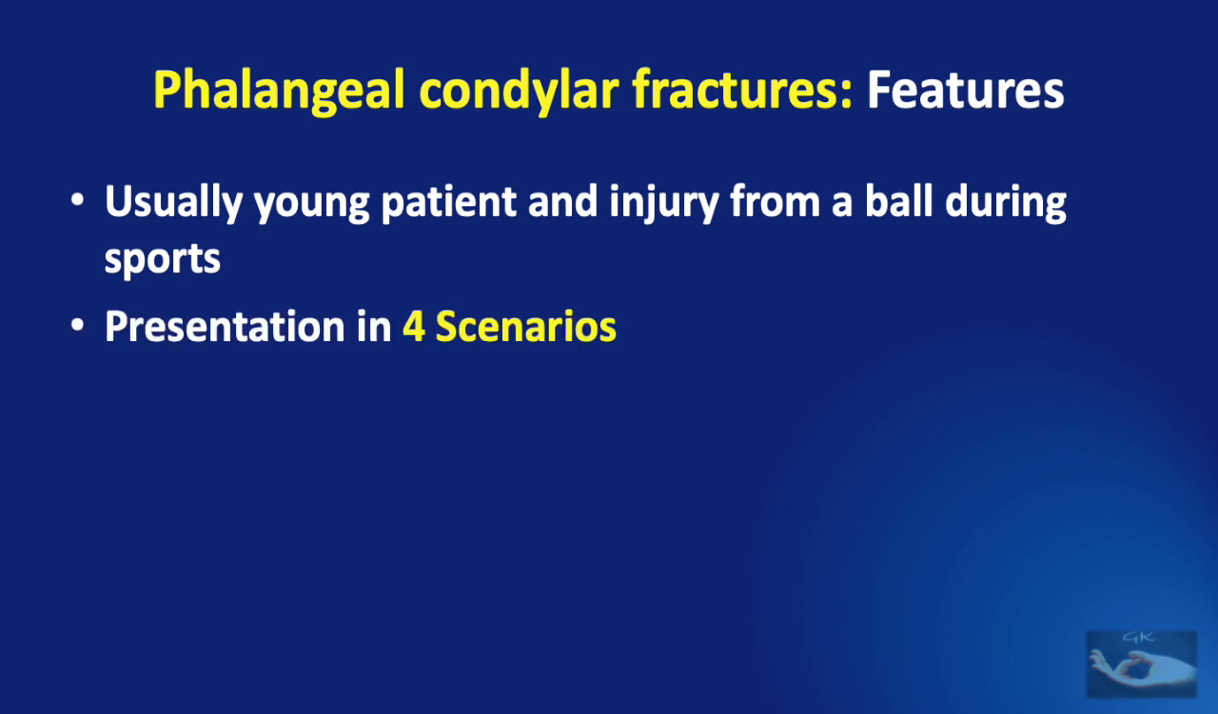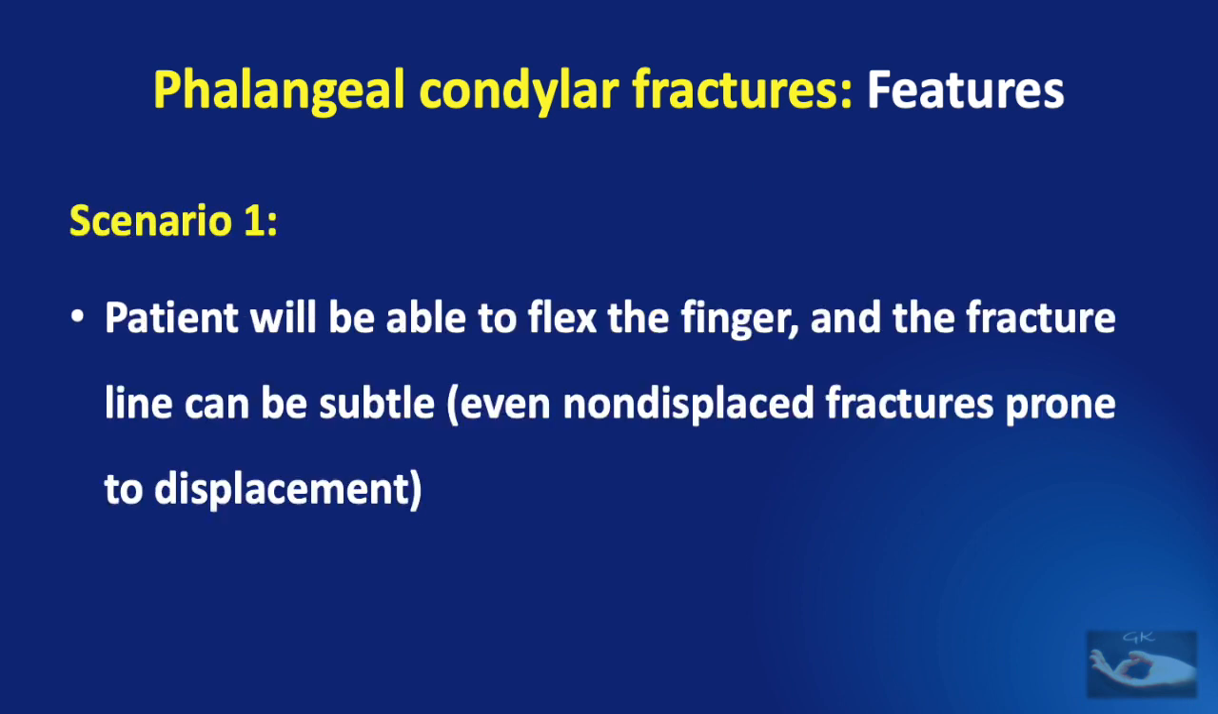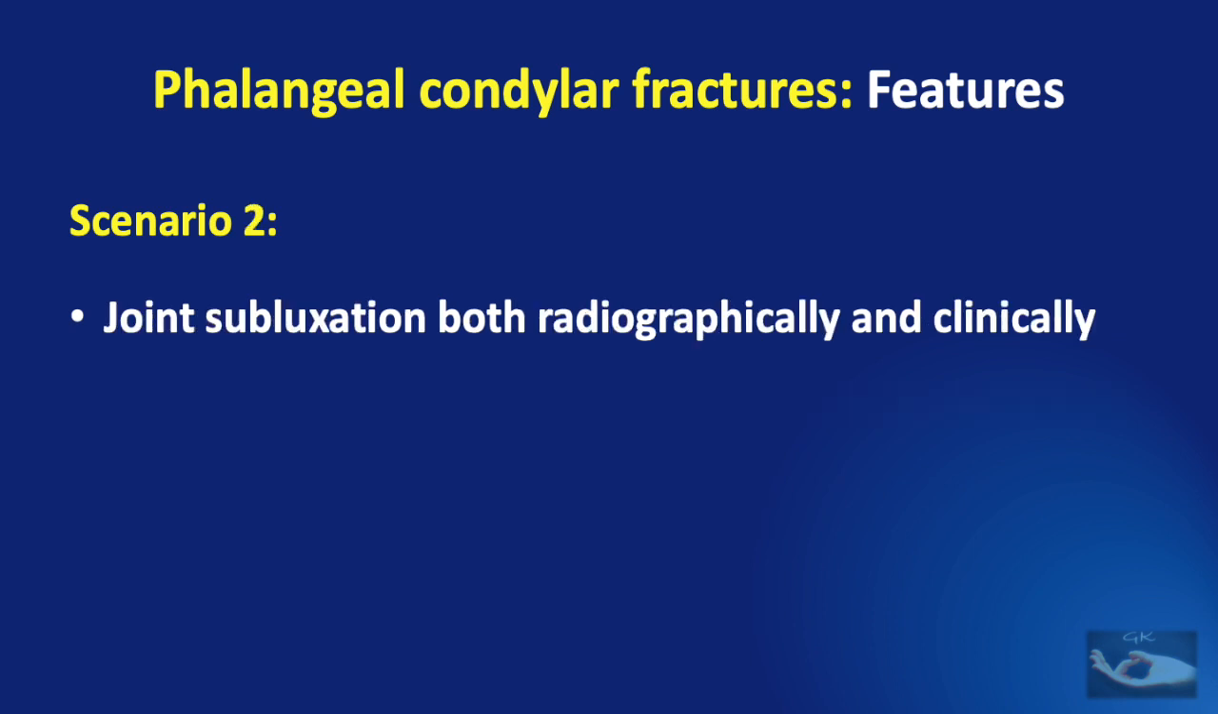Such injuries can present in 4 different scenarios. Scenario 1. The patient will be able to flex the finger after the injury, and the fracture line can be very subtle. But we need to remember here that even non-displaced fractures are prone to displacement. Scenario 2. The patient may present with an obvious joint subluxation both radiographically and clinically. Patients with this scenario tend to present quite early.